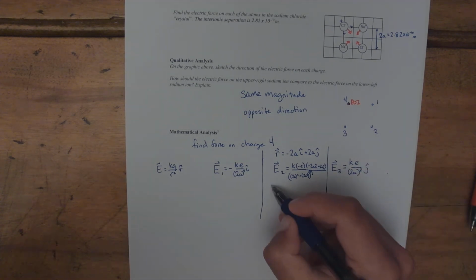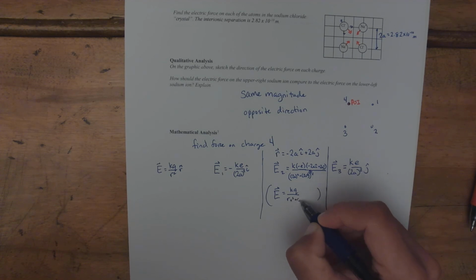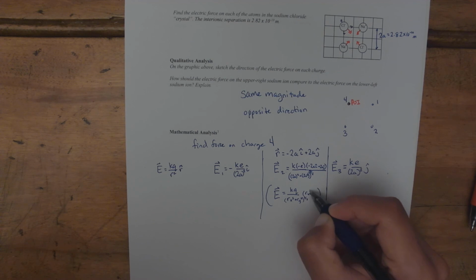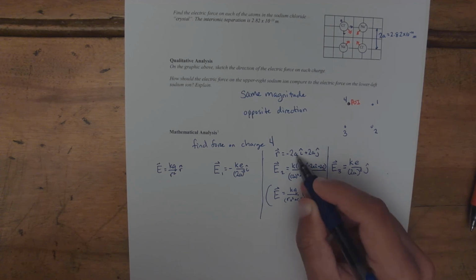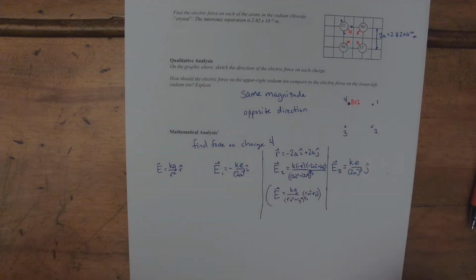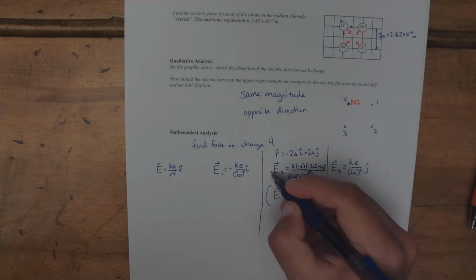Okay, and remember that all that comes from E is equal to kq over rx squared plus ry squared to the 3 halves times rx i hat plus ry j hat. Rx is equal to negative 2a, ry is equal to 2a, and it doesn't matter if it's negative when you're squaring it. So then let's simplify this a little bit.